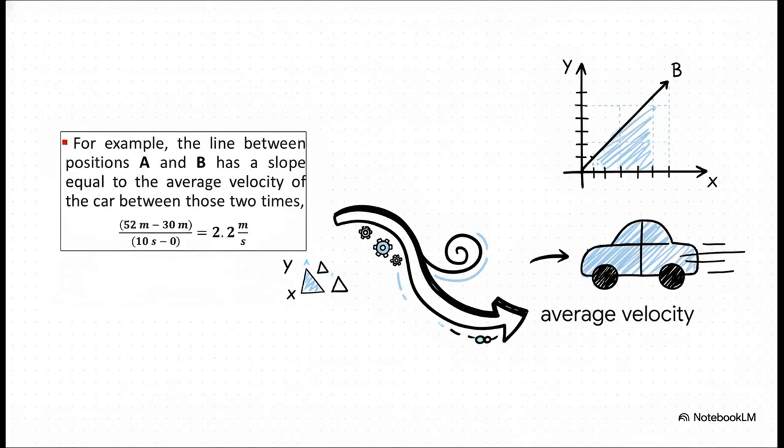And here is the really cool part. Remember learning about rise over run in math class to find the slope of a line? Well, look at this graph. The rise is the change in position. That's our displacement, and the run is the change in time. So the slope of the line is the average velocity. For our car, if we look between points A and B, we can just calculate the slope and boom, we find its average velocity was 2.2 meters per second for that first 10-second stretch.